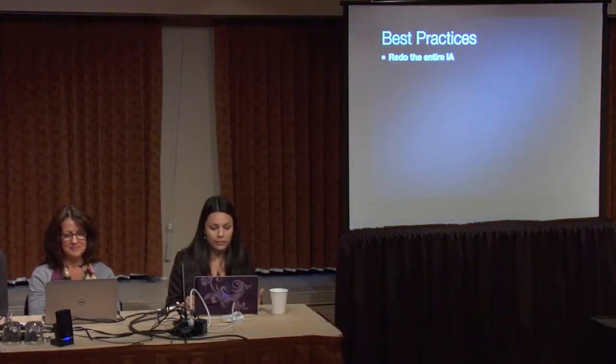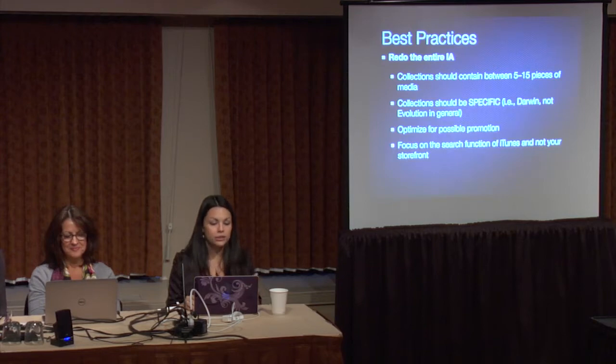So back, we had to redo everything. Because again, collections should contain between 5 and 15 pieces of media. At a minimum, they should have 3. They should be small, they should be specific. You'd want to have a collection on Darwin, not a collection on evolution. You want a collection on a particular movement or an artist, not a collection on art history. And being specific also helps optimize your collection for possible promotion from Apple.